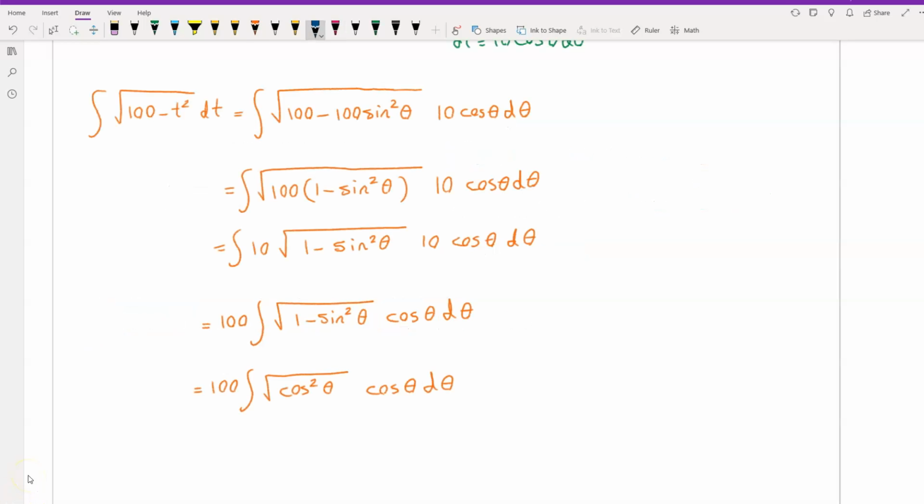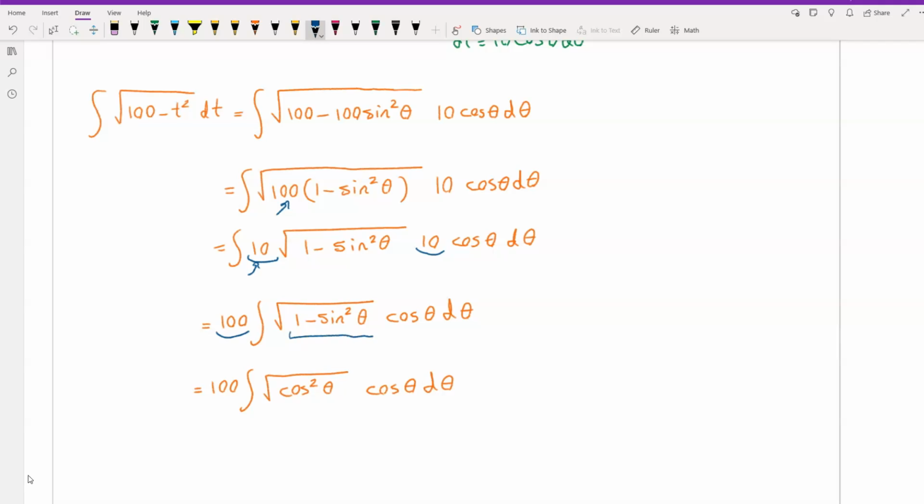And then next step, here factor out 100. So 100 times 1 minus sine squared, that is inside square root, and then multiply by 10 cosine theta d theta. So square root of 100 is 10, multiplied by square root of 1 minus sine squared times 10 cosine theta d theta, and then multiply these two. So we have 10 times 10 is 100. I move that outside of integral. So we have 100 times integral square root of 1 minus sine squared times cosine times d theta.